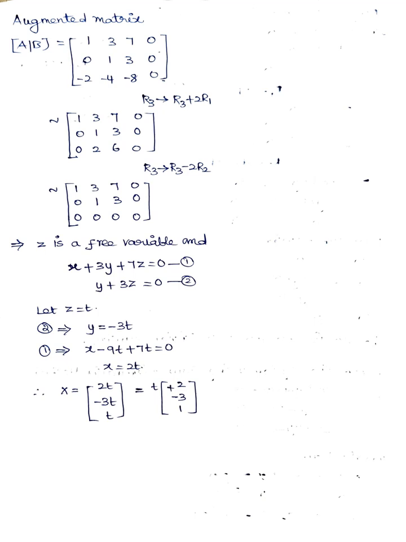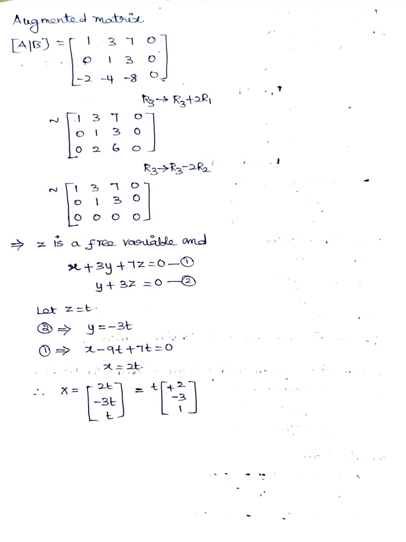Using R1, we have to make it 0 in the first column, third element. Already we have the first column, second element as 0. We have to make the first column, third row element 0. So R3 can be written as R3 plus 2R1.